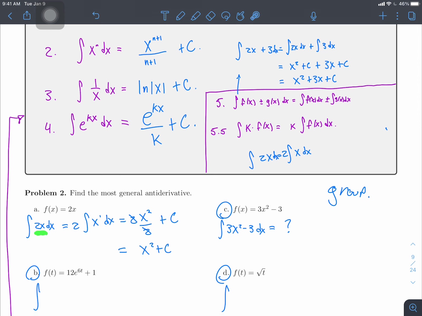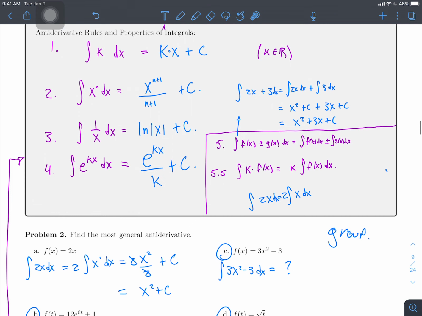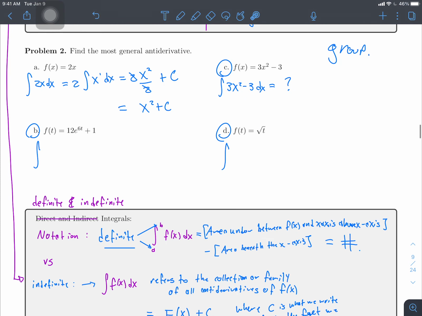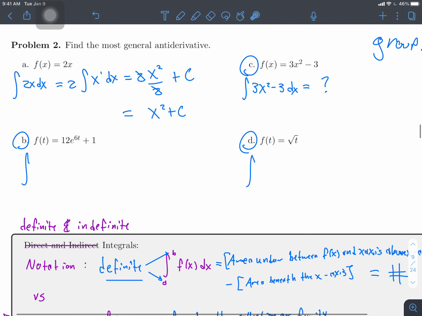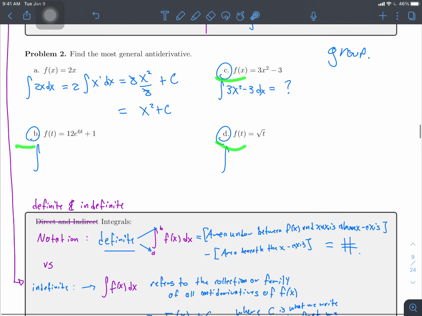If you can automatically see what the antiderivative is going to be, which you will be able to do after you have some practice under your belt, then you can do it that way. But you can always come back and rely on these 4 rules. Well, these 5 rules, I guess. 5.5 rules if you count the sum and constant multiple. Okay, so let's form groups and try to work on finding the most general antiderivative for each of B, C, and D together in our groups. And if you have any questions, just raise your hand and I'll come around to your group.